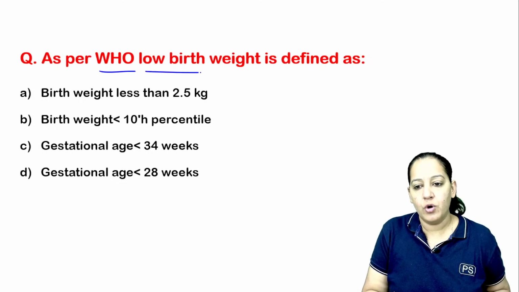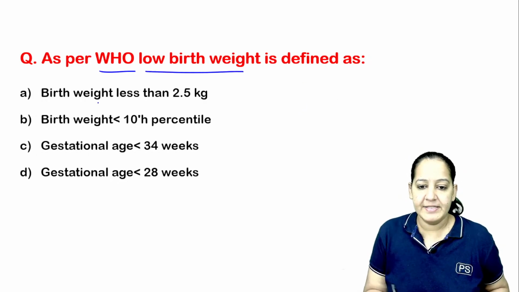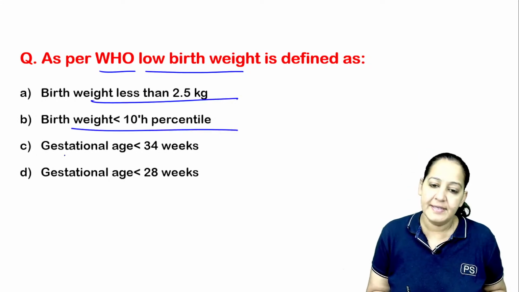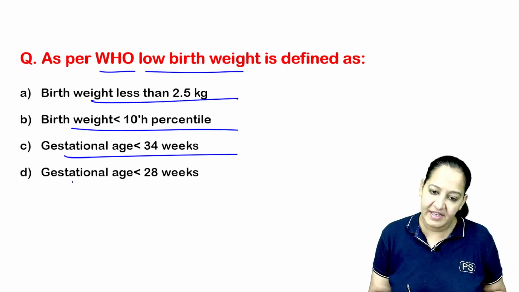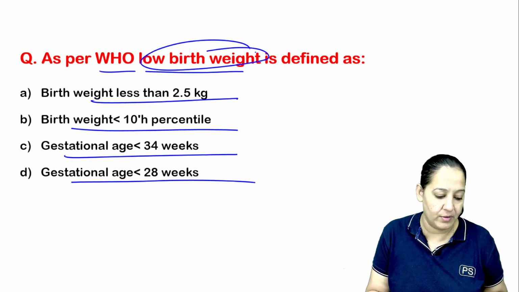As per WHO, low birth weight is defined as, we know the question, we know the answer. Is it birth weight less than 2.5? Is it birth weight less than 10 percentile? Is it gestational age less than 34? Is it gestational age less than 28? What is the correct definition of LBW? Yes.